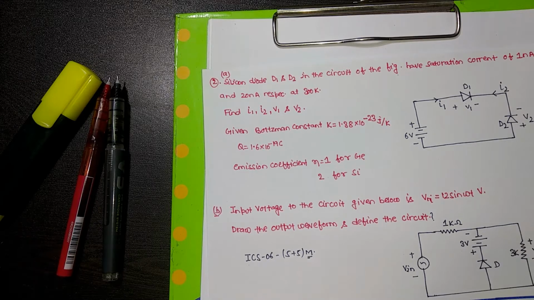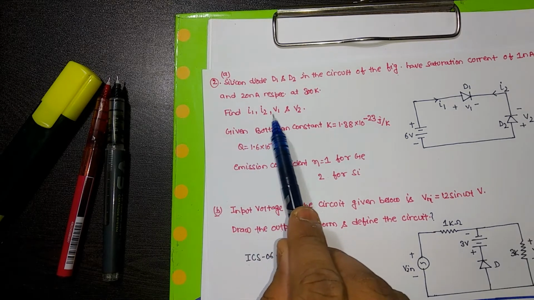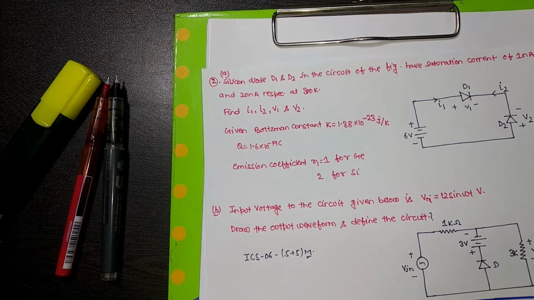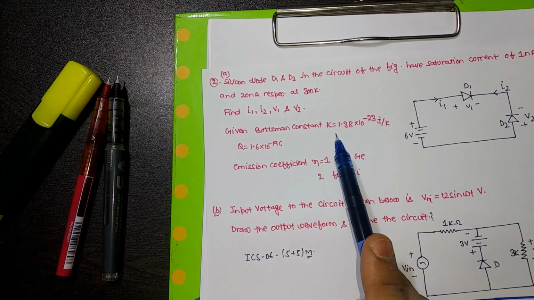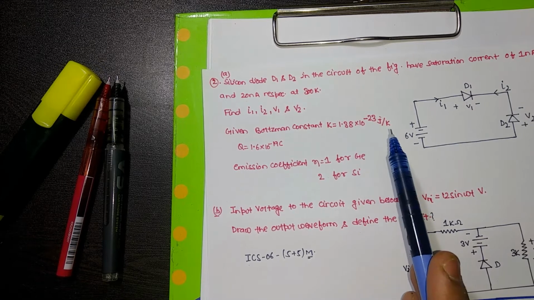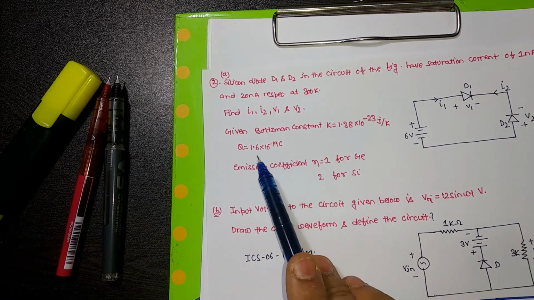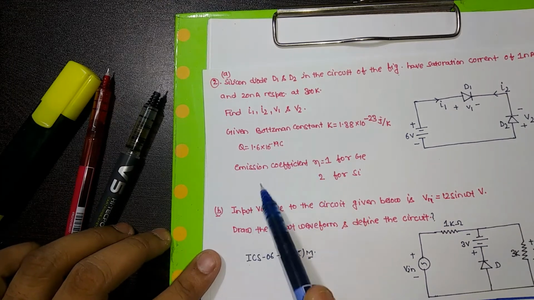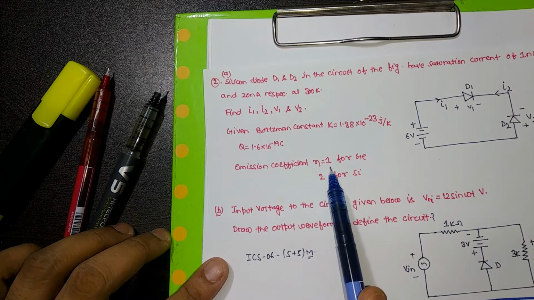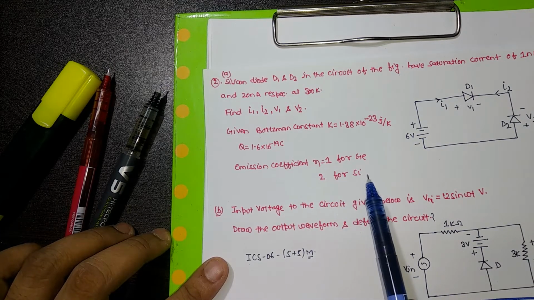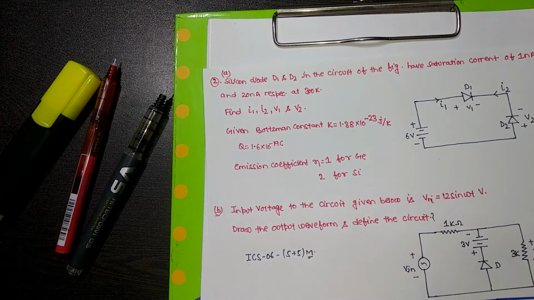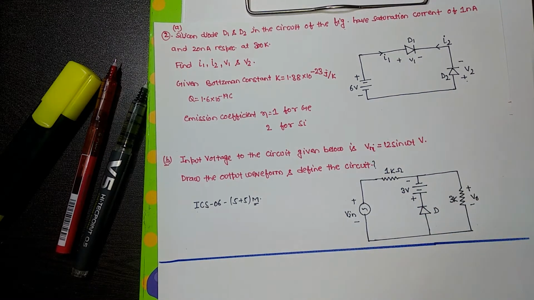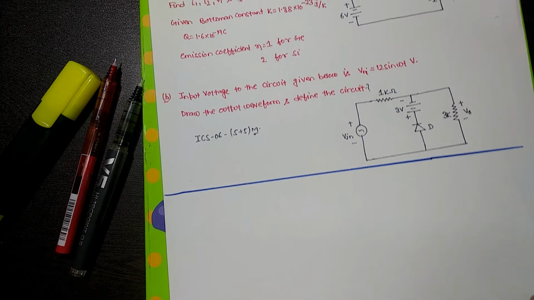The question framer is asking about the different parameters like I1, I2, V1, V2 at room temperature. They have also provided the Boltzmann constant k value as 1.38 into 10 to the power minus 23, and q value as 1.6 into 10 to the power minus 19 coulomb, as we already know. And the emission coefficient, eta, is equal to 1 for germanium and 2 for silicon. Diode D1 is connected like this, diode D2 is connected like this. Let's start with the solution of the given question.